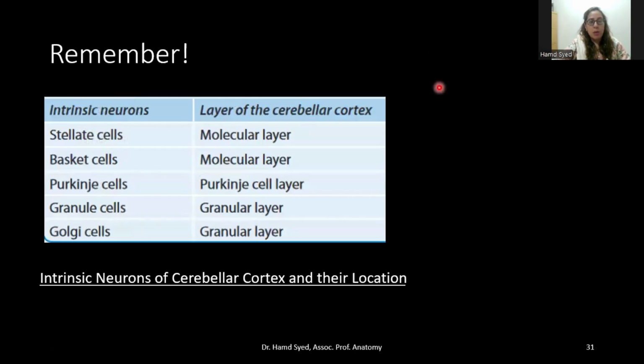Okay, so keep in mind that the stellate and basket cells are the ones present in the molecular layer. Purkinje cells are obviously in the Purkinje cell layer, and these are the two cell types, granule and Golgi cells, which are present in the granular layer.